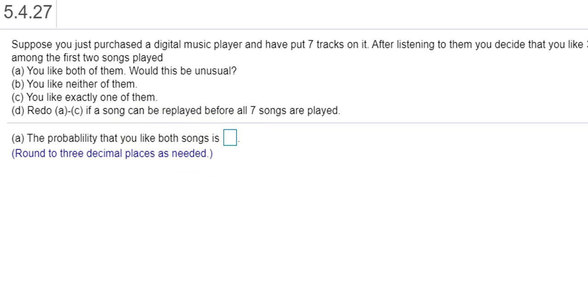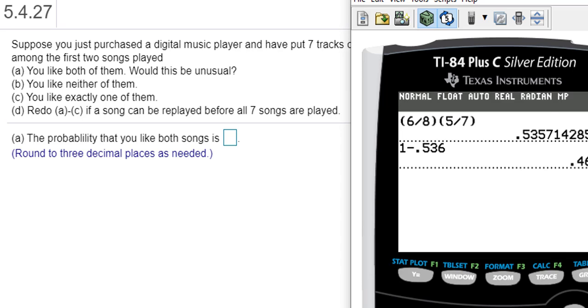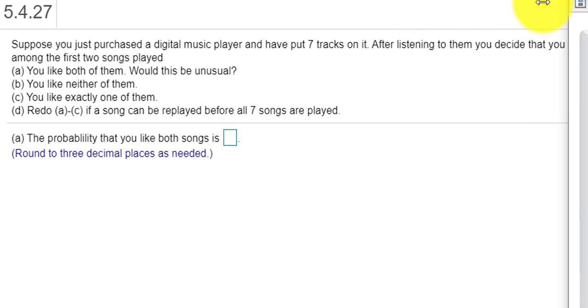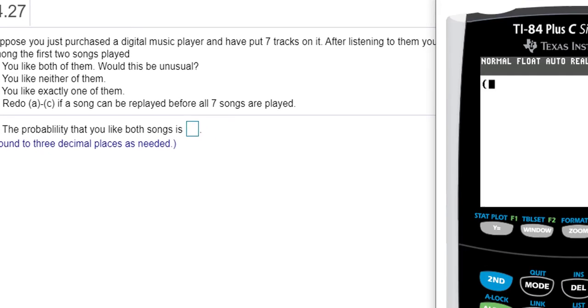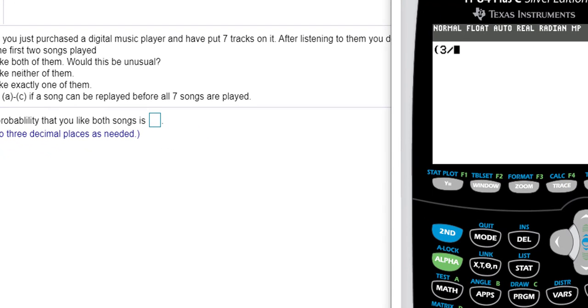So again, this is very similar to our last problem. How many songs do we have in total? 7. So my denominator is going to be 7. And out of those 7, we like 3 of the songs. So 3 out of 7. That's the probability of picking the first song that I like. I got 3 chances out of 7.